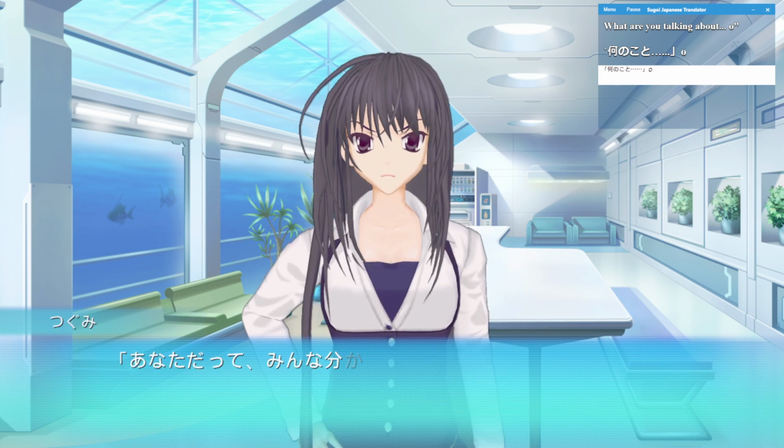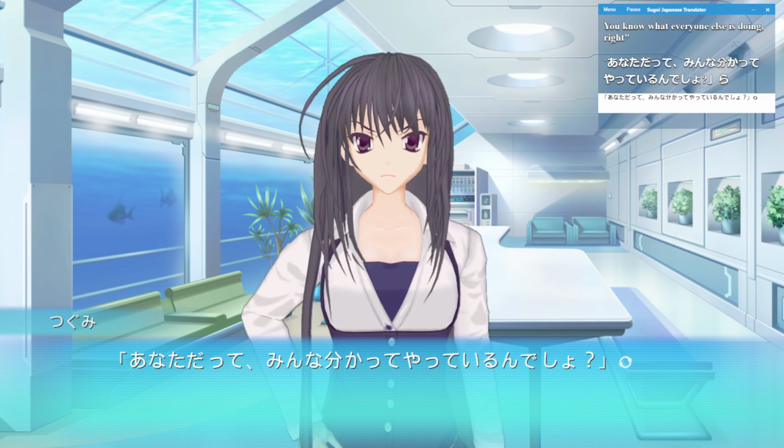You know what everyone else is doing, right? Basically, Tsugumi's bluffing. But it doesn't work because he can't bluff the information out of him because he legitimately doesn't know. You know what everyone else is doing, right? You know what you're doing, right? But it's Mina, so it's like, you know what you all are doing. Right? It's like, the combination.